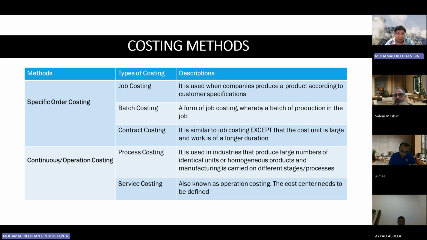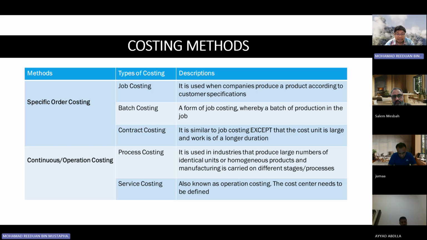And then when we look into the methods of operation costing, process costing, when you compare it to job costing, batch costing, and service costing, they are used differently in industry. Normally process costing is used in industries that produce a large number of identical or homogeneous products, manufactured through different stages of processes, whereas for service costing, also known as operating costing, the cost center needs to be defined. So then you can see the differences.